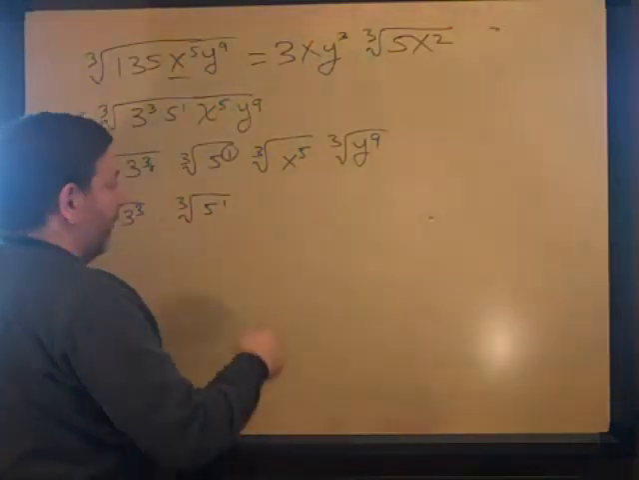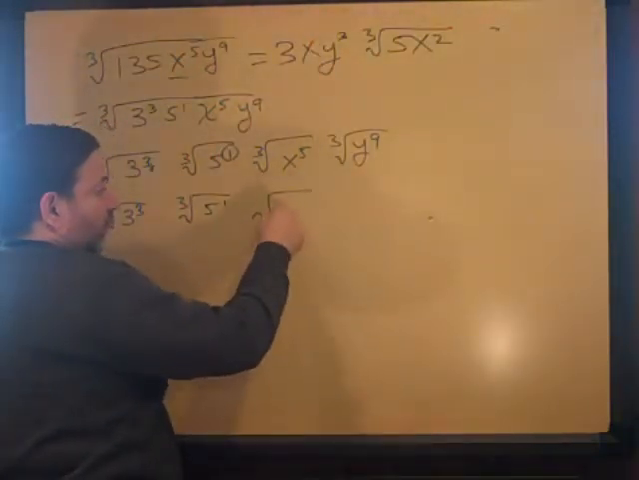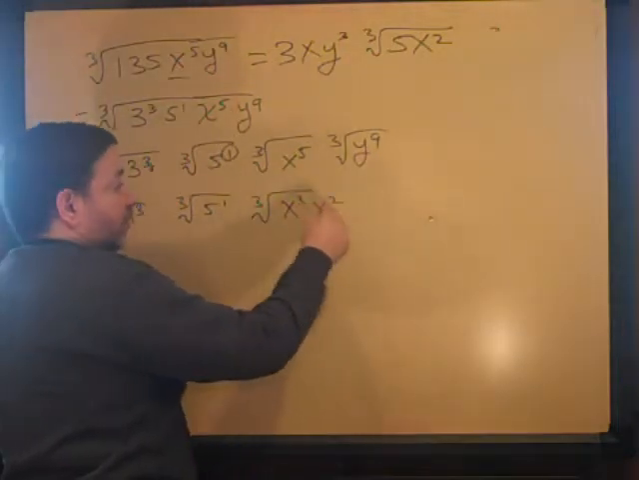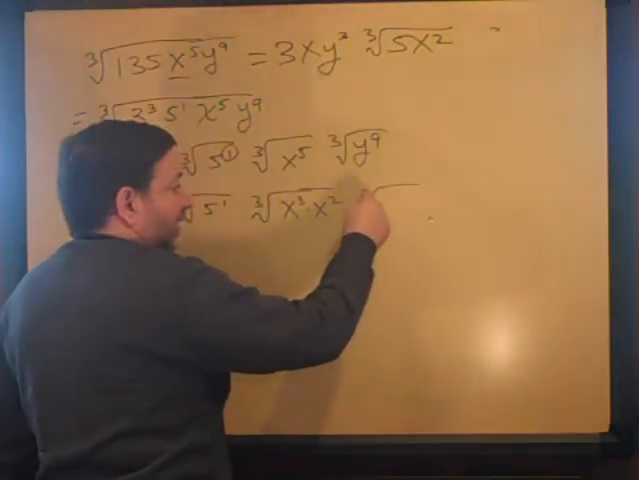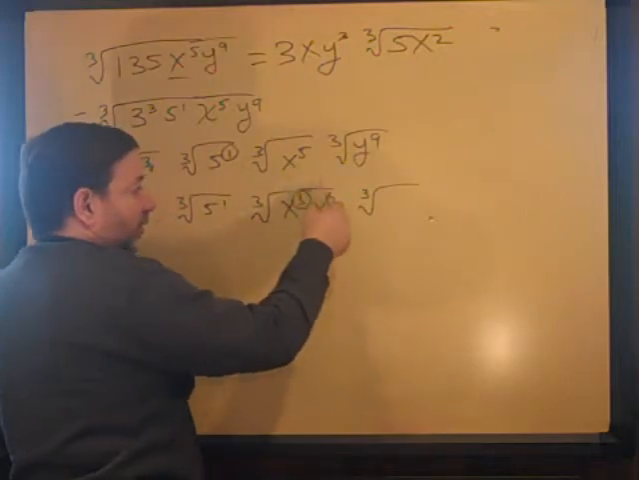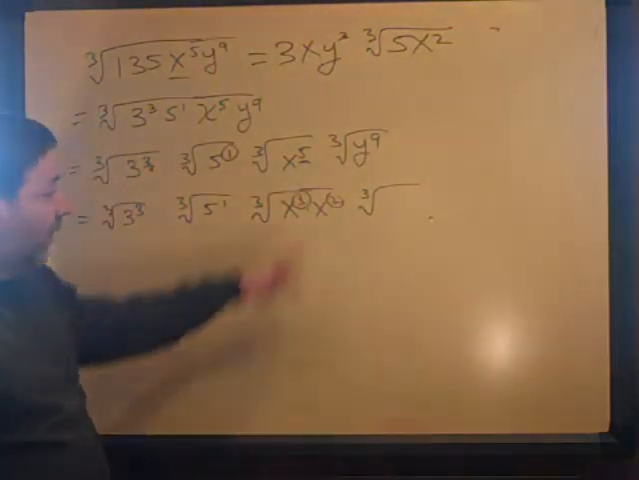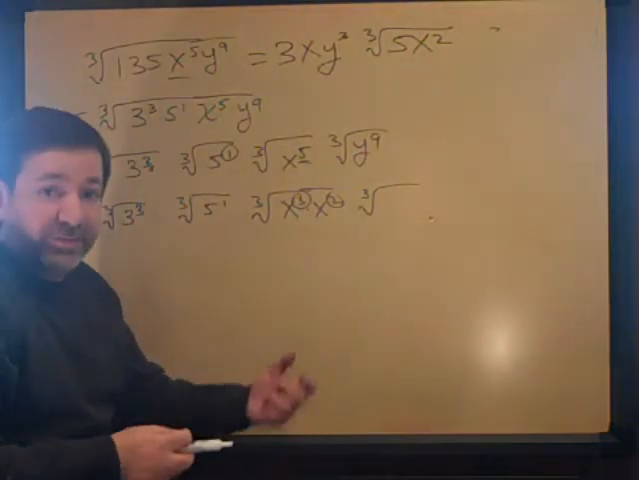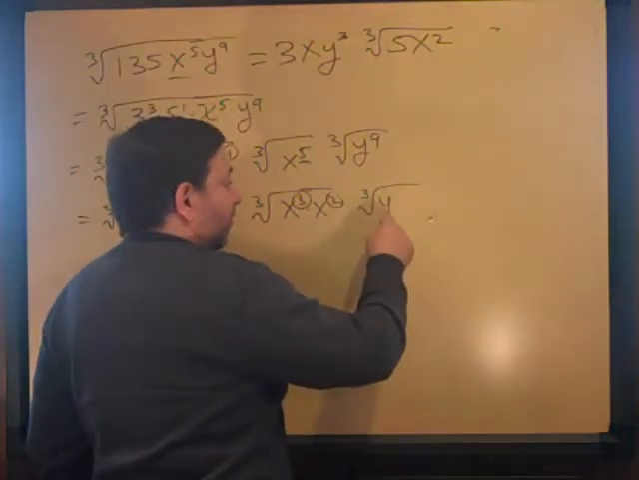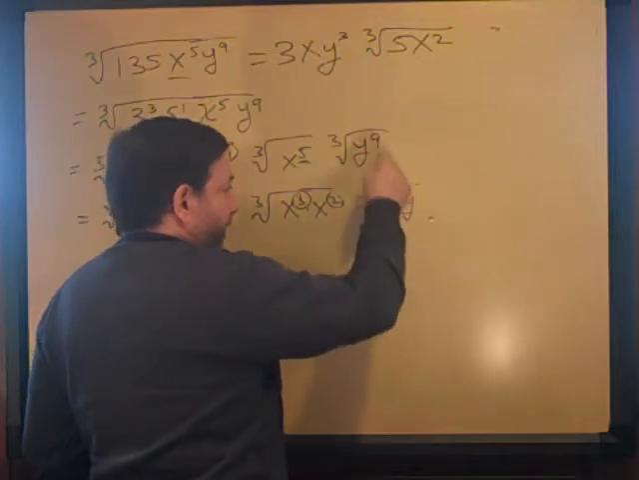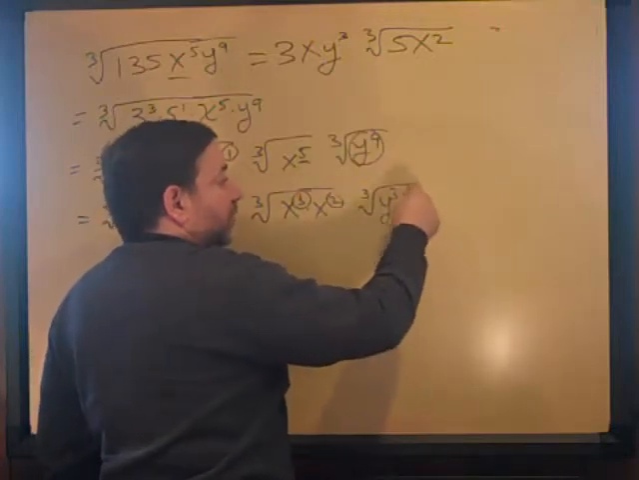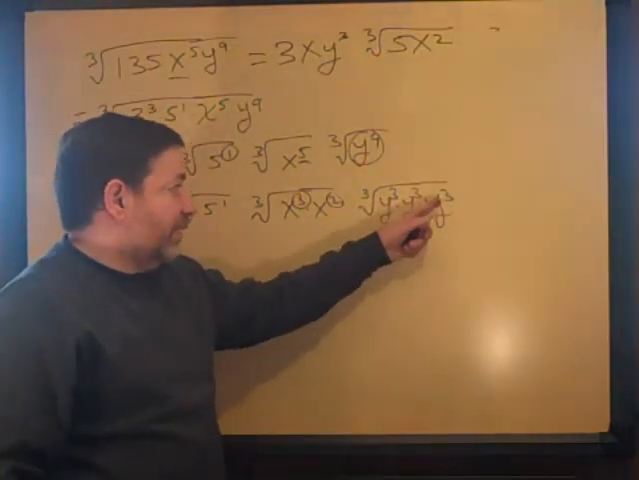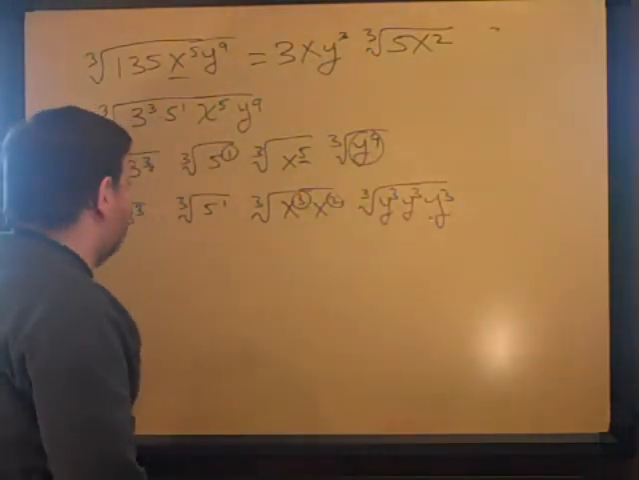But x to the 5th, that's x cubed times x squared, because 3 plus 2 is 5. And y to the 9th, well, 9 is 3 plus 3 plus 3. That is, this is y cubed times y cubed times y cubed. When you add those powers, you get 9. Okay.